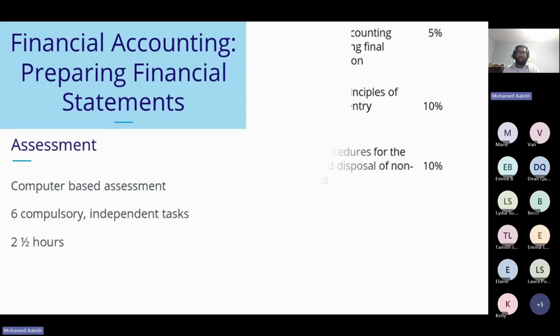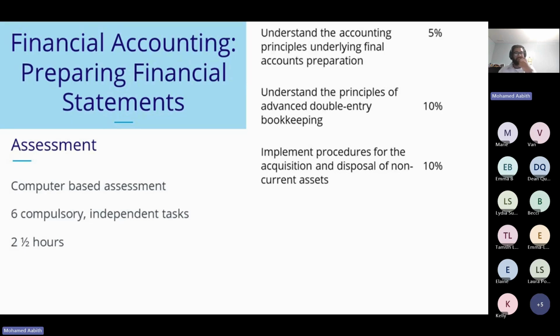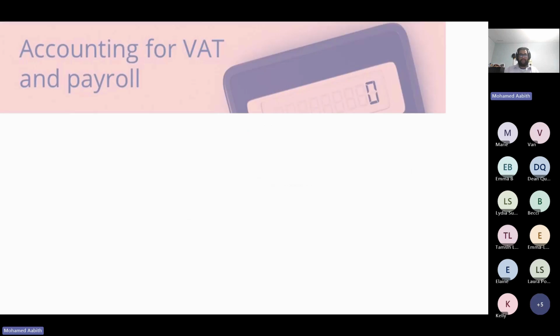And what we'll be covering today is understanding accounting principles, underlying accounting preparations, understanding the principle of double entry, and then of course the advanced double entry, and then implementing procedures for the acquisition and disposal of non-current assets. We're going to talk about those as well. We're also going to talk about a little bit of depreciation as well.